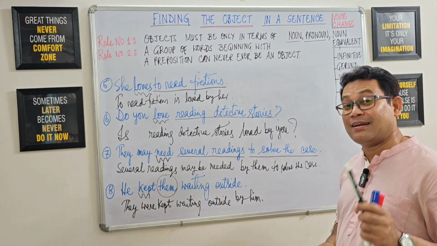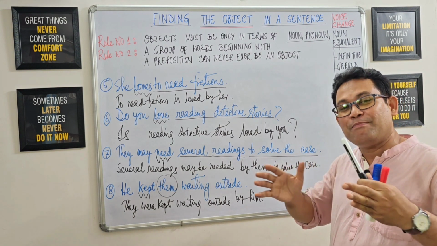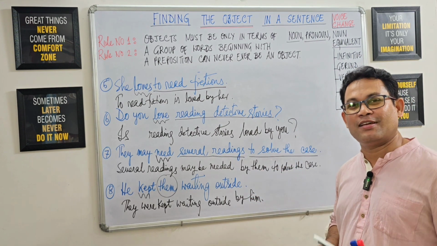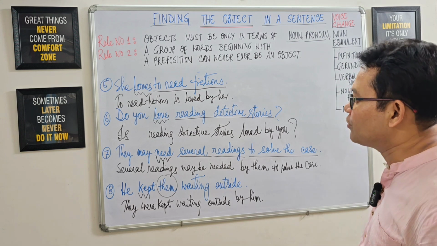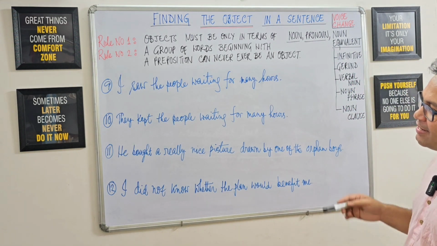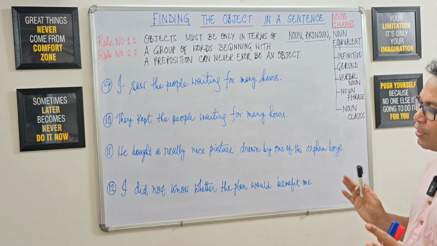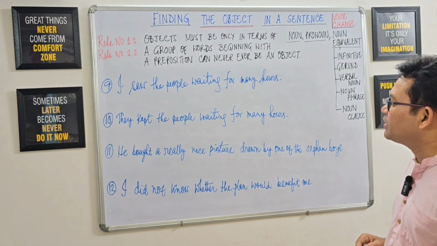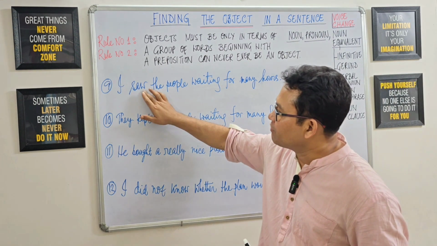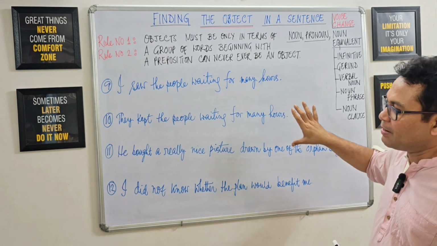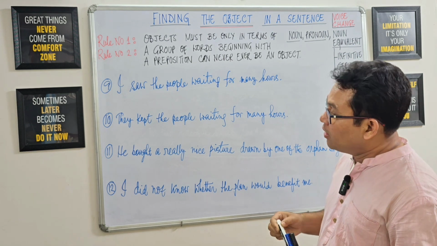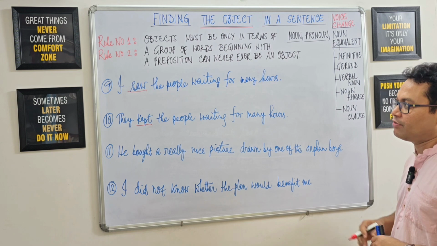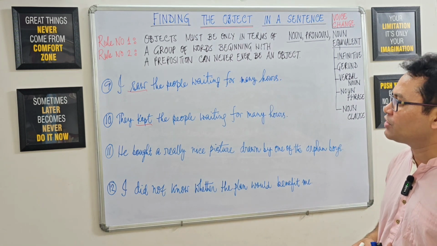All right, let's now have more examples, and all those examples will have a complicated predicate. That means finding the object in those sentences will be rather difficult. Okay, so let's count up those examples. All right then, examples 9 and 10, they are very close. I saw the people waiting for many hours. They kept the people waiting for many hours. You see, because of the verbs, the passive voices will be completely different. We have the verbs different. Saw in the first one, kept in the second one. The rest of the parts are the same or similar.